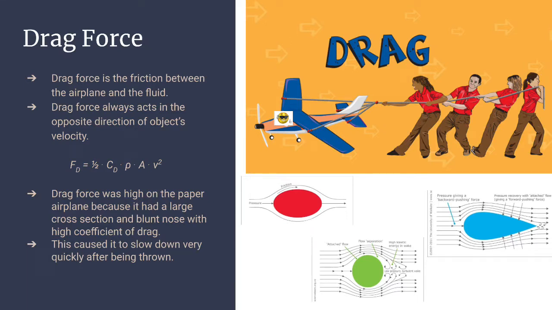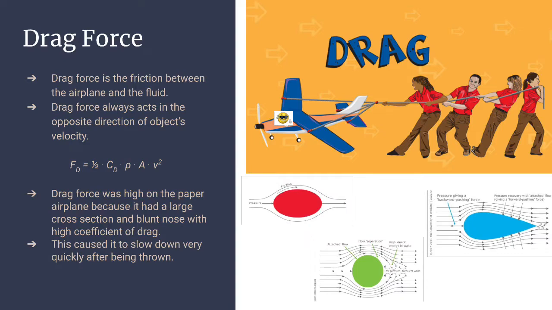Drag force is equal to 1/2 times c sub d times rho times A times v squared, where c sub d is the coefficient of drag, rho is the density of the surrounding fluid, A is the cross-sectional area of the object, and v is the velocity that the object is moving. As you can see, the velocity has a greater influence on the overall drag force than any other component inside the formula.